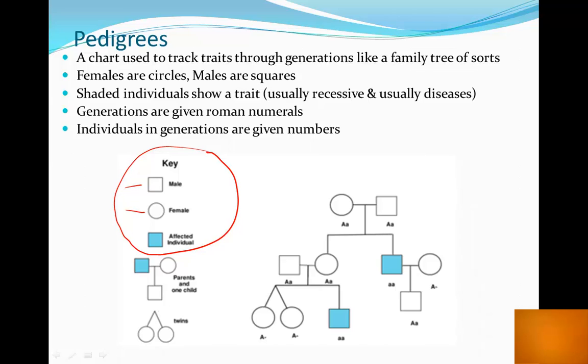Generations are given Roman numerals, and individuals and generations are given numbers. A couple of other things in case you've never seen a pedigree. These are two individuals who have produced these offspring. These individuals have produced twins here and another child here. I just wanted to make sure that we can follow this diagram.